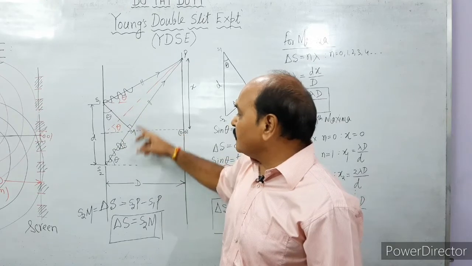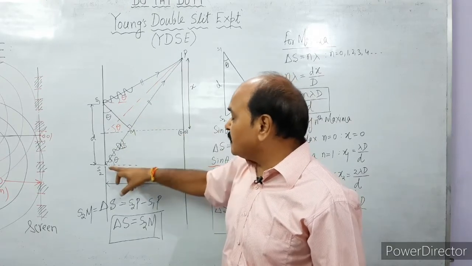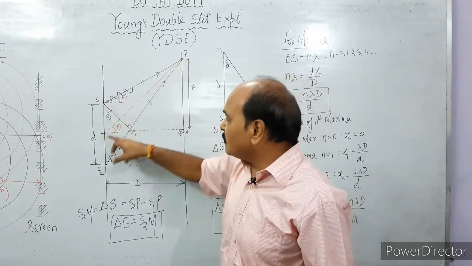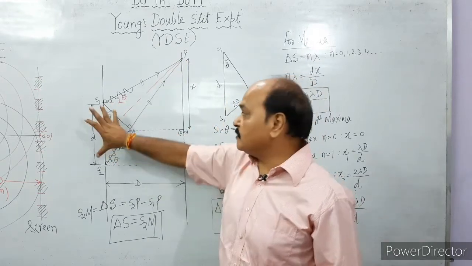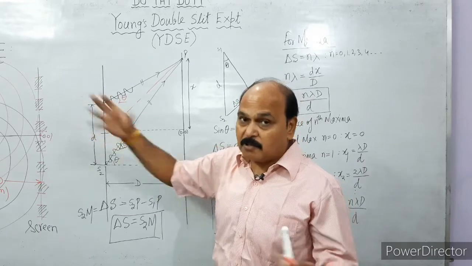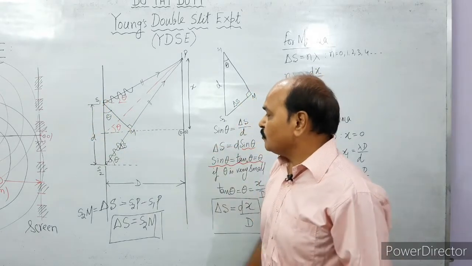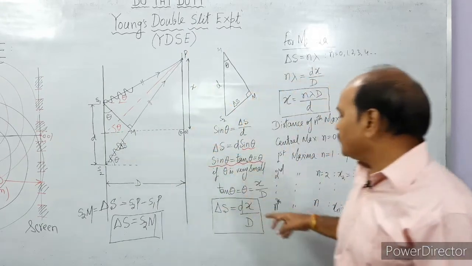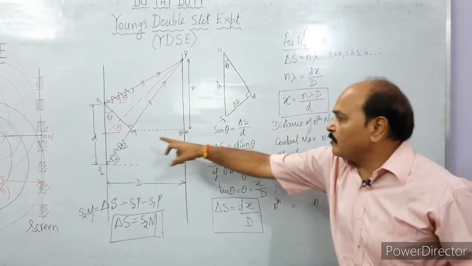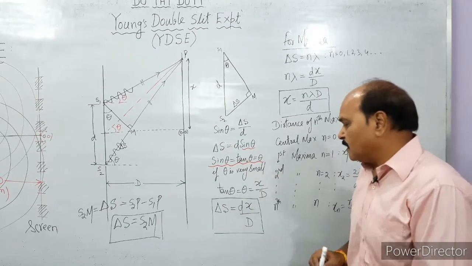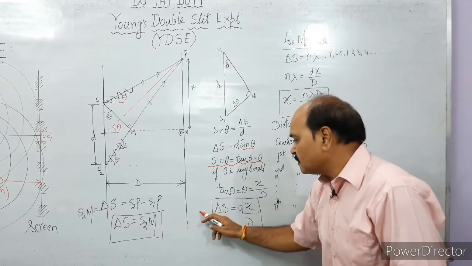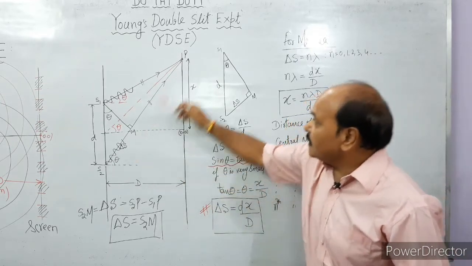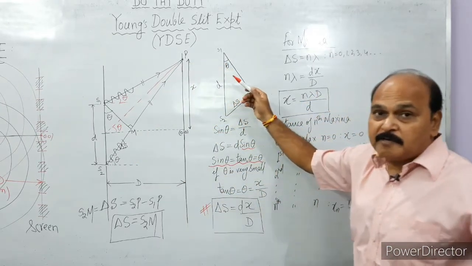Therefore, the angle of inclination of point P at S2 would be the same as the angle of inclination of point P at S1 or anywhere in between. Remember, this distance is of the order of 1 millimeter. So what is tangent of theta? Tangent of theta is going to be perpendicular upon base, which is x upon D. So delta S is equal to dx upon D. This is the path difference between the waves from the two coherent sources reaching this arbitrary point P.